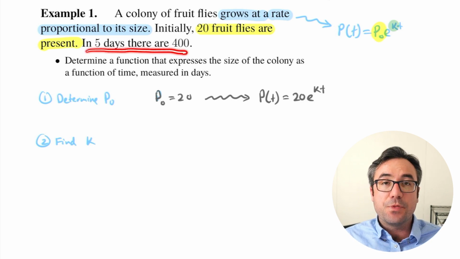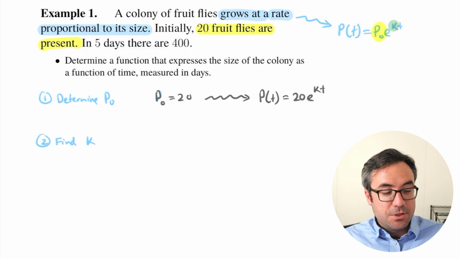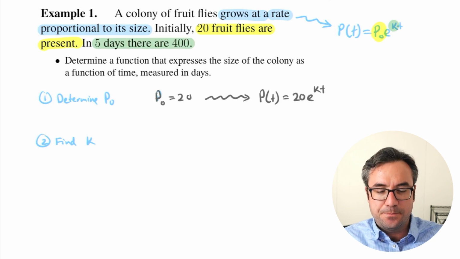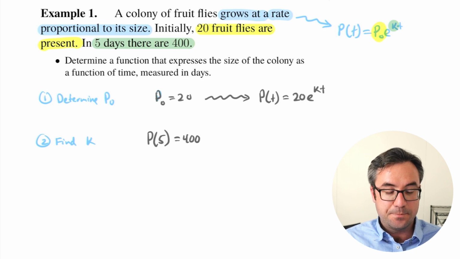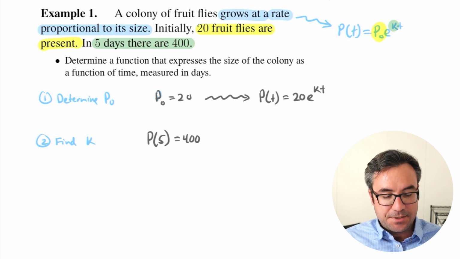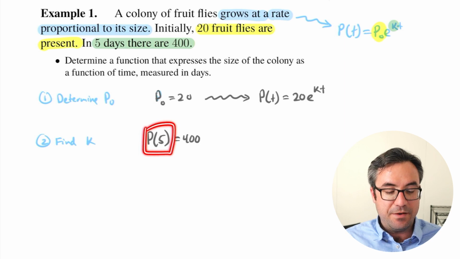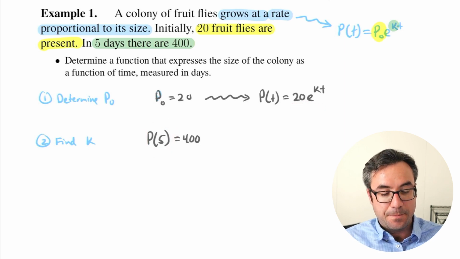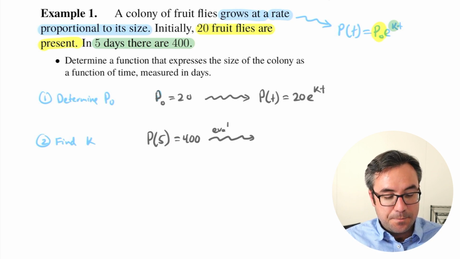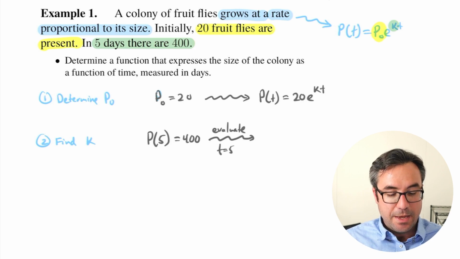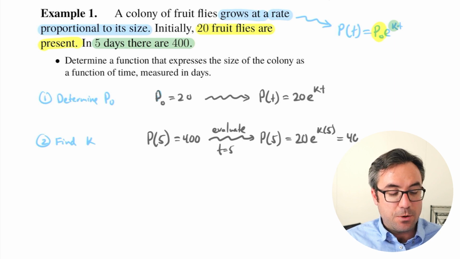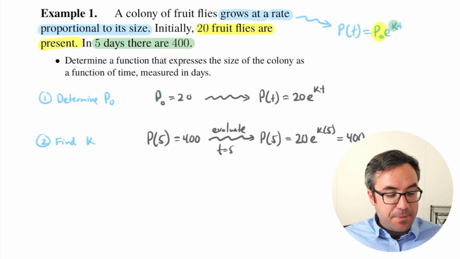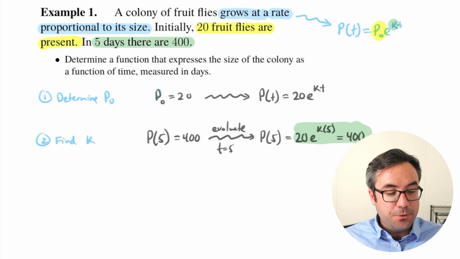So we know that in 5 days, there are 400 fruit flies. So let's unravel what that means in terms of our function notation. What that's telling us is that our population after 5 days is equal to 400. Well, let's figure out what P of 5 is if we plug 5 into our formula so far. So we're going to plug 5 in for wherever we see little t here, and we're going to end up with 20 e to the k times 5. And we know this should be equal to 400. And this gives us an exponential equation that we can use to solve for k.